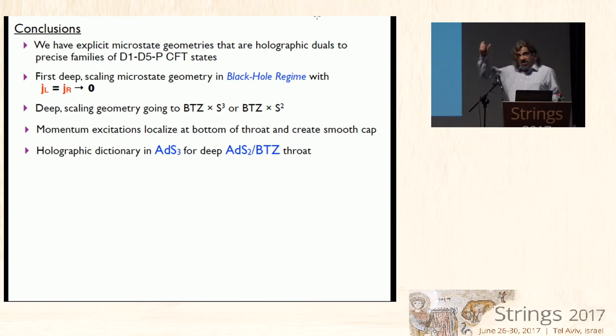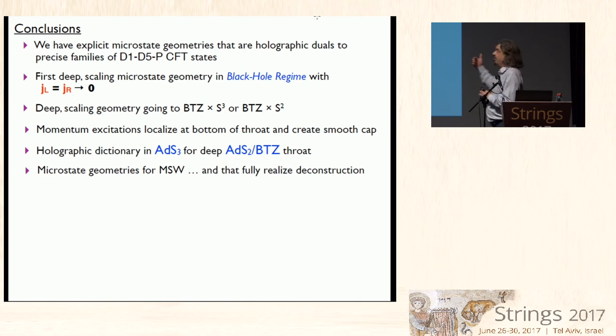And I think this is really interesting. You have a long region where the circle is stabilized, and therefore it really is realizing some kind of near-AdS2 gravity, where the size of the circle is playing the role of the dilaton. The momentum excitations always localize at the bottom of the throat, and then once you go through them, they create the smooth cap. We also have exact knowledge of what the holographic states are that are creating this from the AdS3, at least, if not from the point of view of CFT1, we don't know.